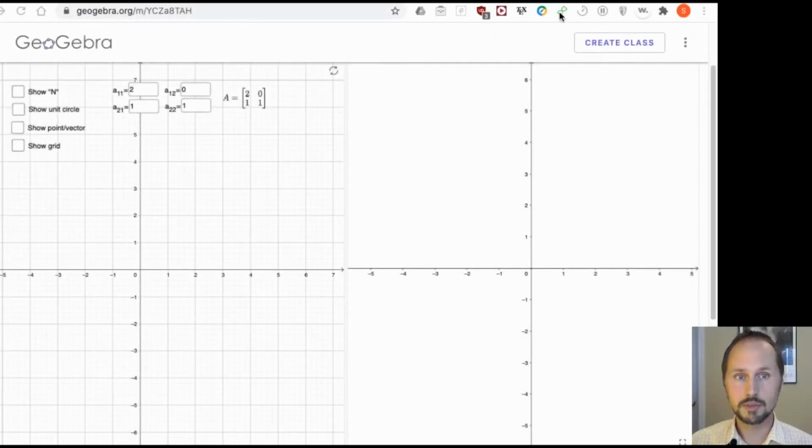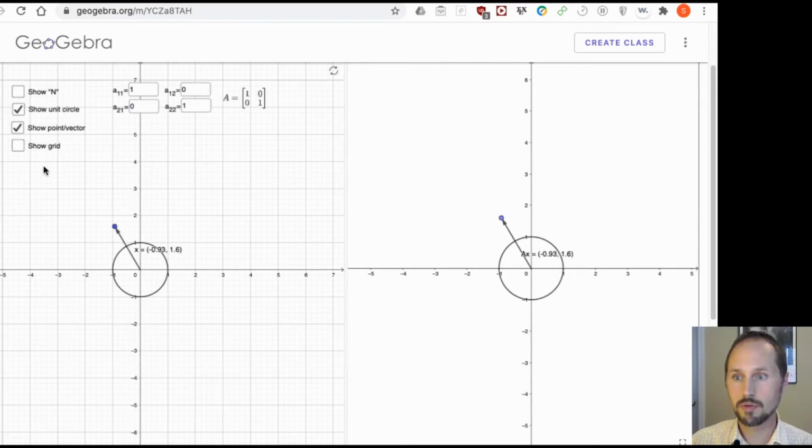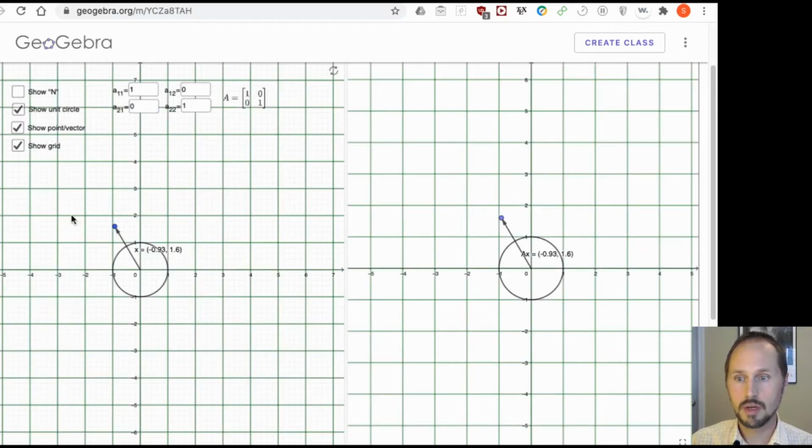Here's a visualization tool for understanding the geometry of a linear transformation. Here, for instance, let me start with the identity matrix. On the left we have the domain, and on the right we have the codomain. This is the identity map, right? It sends every vector just to itself again.